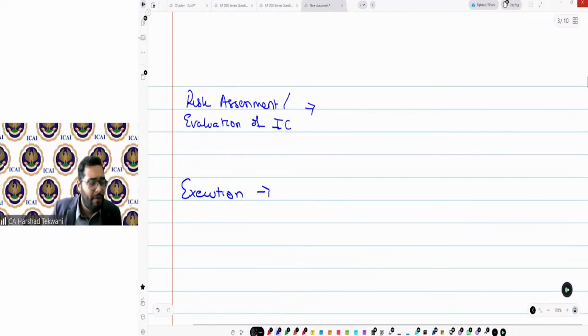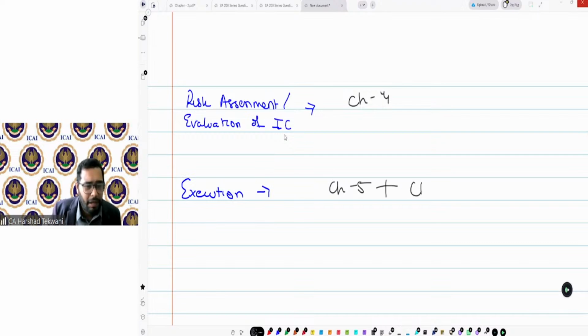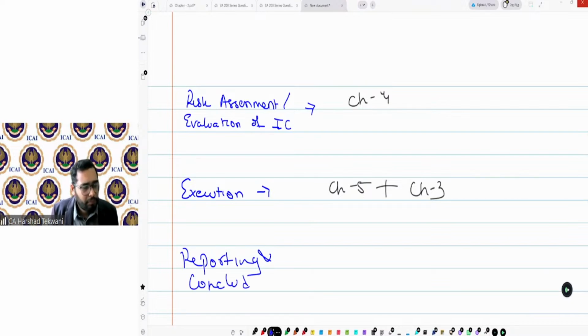Risk assessment and evaluation of the control, something we will see in chapter 4. Execution, again, somewhere we will see in chapter 5, plus in chapter 3 also. And then post this, it comes with the concluding and reporting, which we will see when we review chapter 6 plus chapter 7.